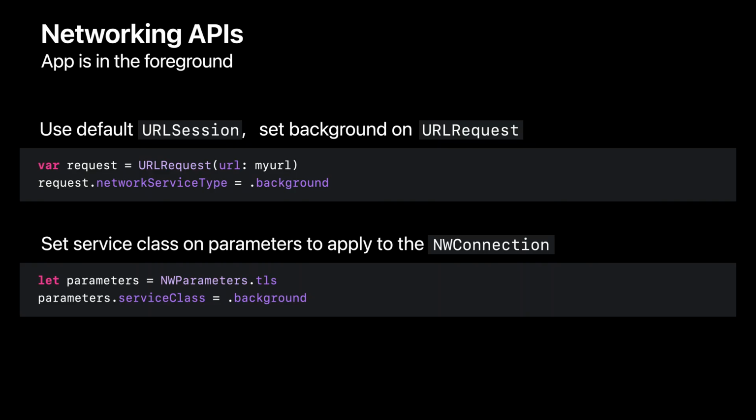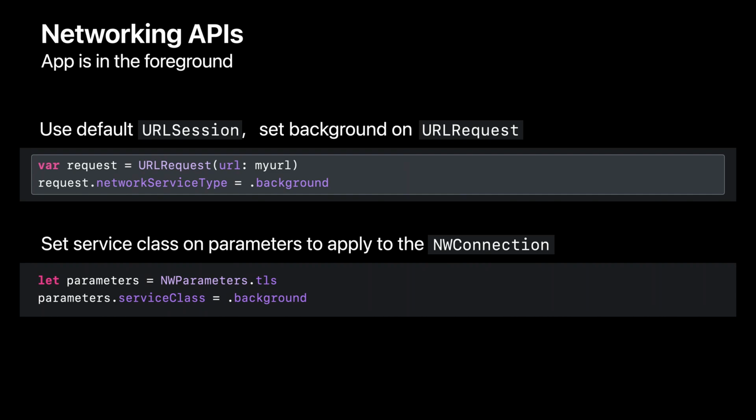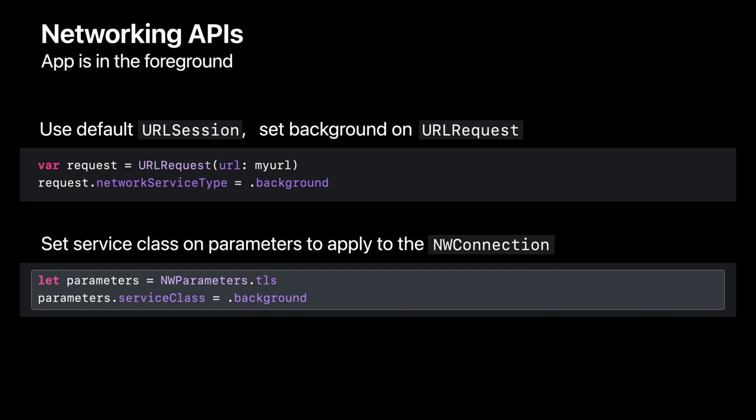Let's look at the networking APIs that you can adopt to take advantage of the background service type. When your app is in the foreground and performing non-user initiated transfers, you would use the default URL session and set the network service type to background on your URL requests. Again, this allows the system to maintain low network delays. And for NW connection, you would set the service class to background on your NW parameters.